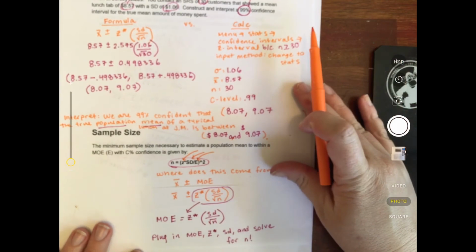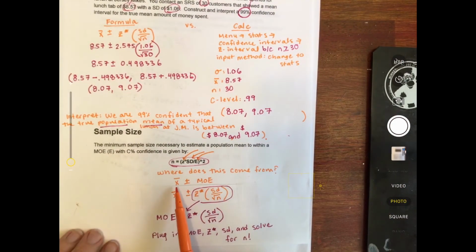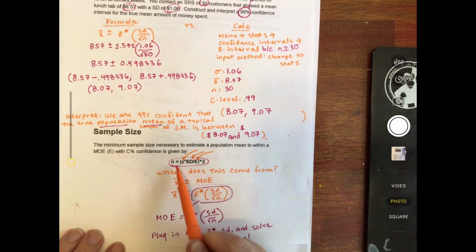Well, I just want to show you that our confidence intervals are always x bar plus or minus the margin of error. Well, what is the margin of error in 6.1? It is the z critical value times the standard deviation divided by the square root of n. So I'm going to go ahead and set the margin of error equal to that. Well, if I were to actually solve for n using algebra, that's where this formula comes from.